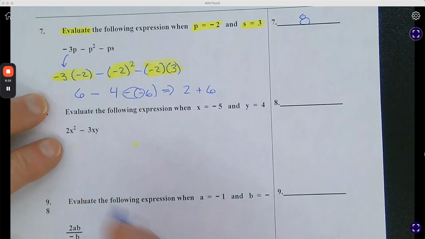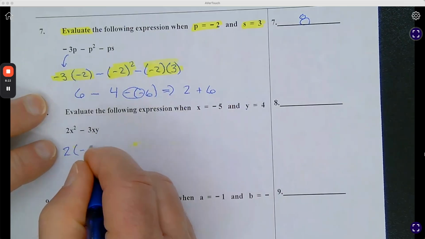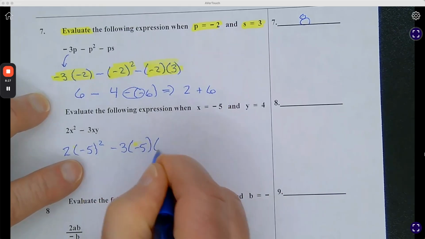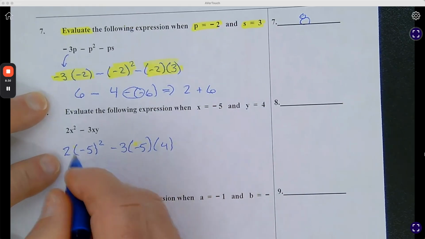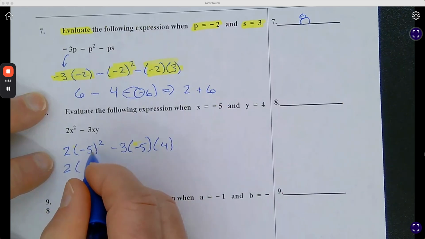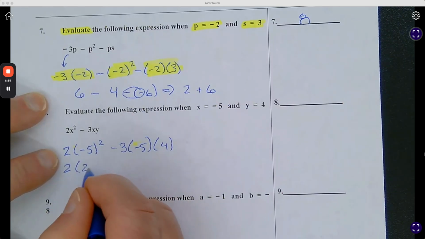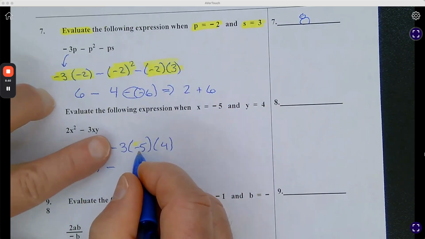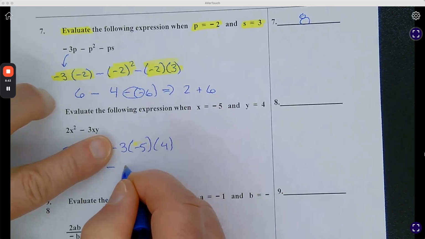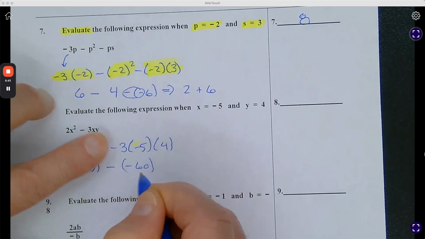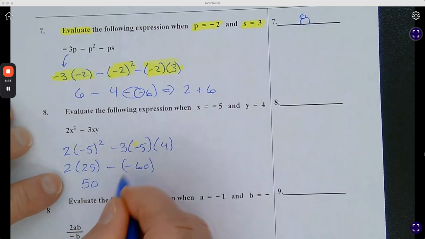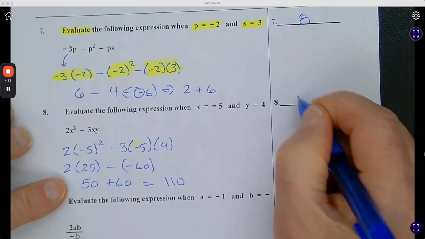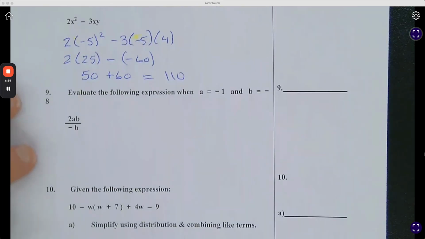All right, let's do it again. So notice how x is negative 5, use those parentheses. Muy importante. Like so and like so. Order of operations says square that negative 5 first. Negative 5 times negative 5 is 25. Minus 3 times negative 5 is negative 15. Times 4 is negative 60. 2 times 25 is 50. Minus minus is a plus. We're going to add up all these things. That's 110.